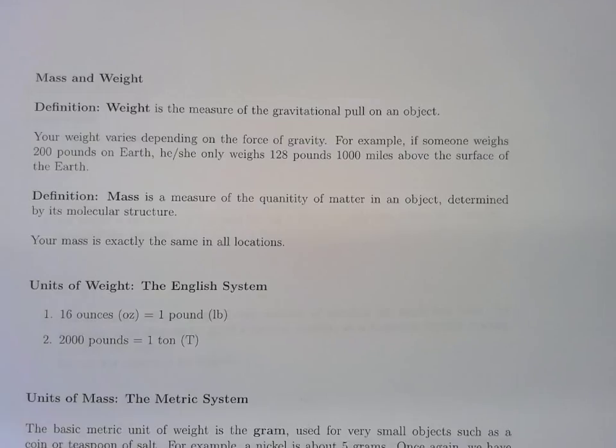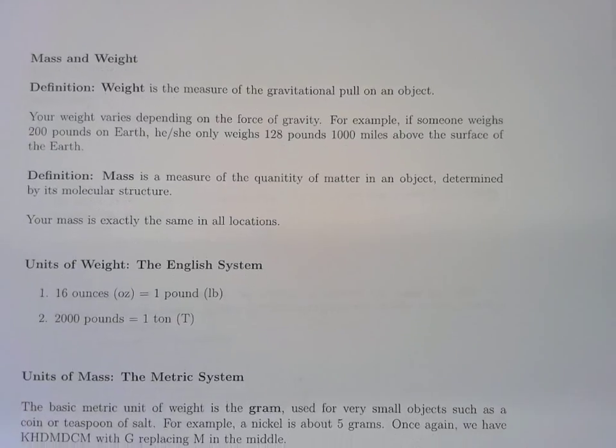Okay, next definition we have mass. Mass is a measure of the quantity of matter in an object determined by its molecular structure. Your mass is exactly the same in all locations. Okay, so this is more of a scientific term. So your mass will not change, because it is the molecular structure. Okay, so it's a measure of the quantity of matter. Now, weight is a measure of gravitational pull, so weight does change.